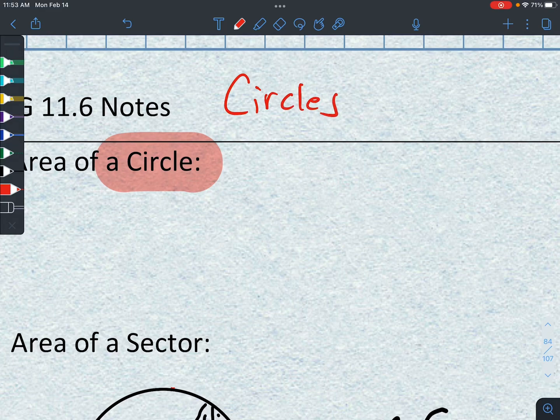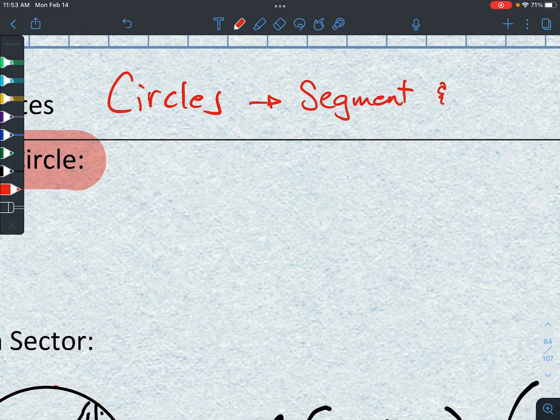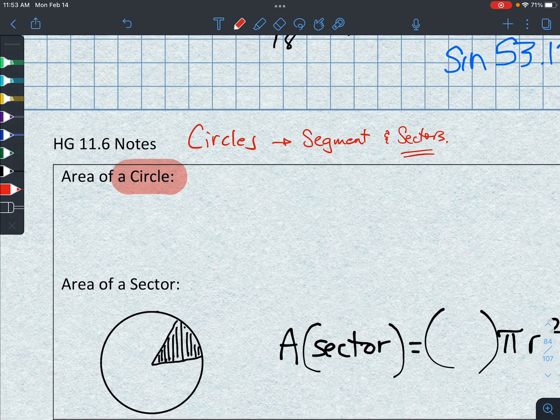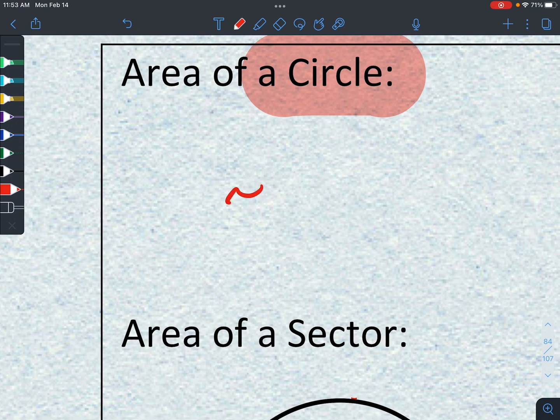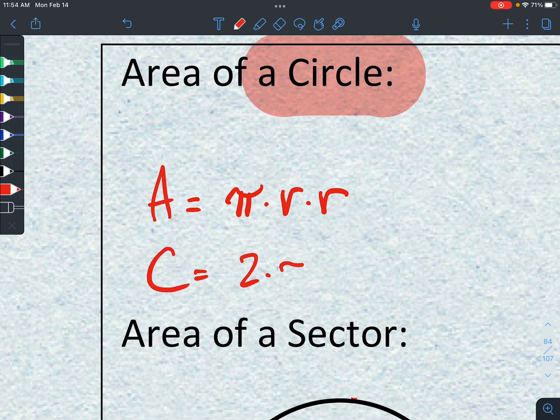Going back to circles, specifically looking at a segment, okay, and sectors. We've done a little bit of sectors before, but not segments. First of all, as a reminder, area of a circle is pi times radius squared, okay? And that is distinct from, again, the circumference, which is 2 times pi times r.